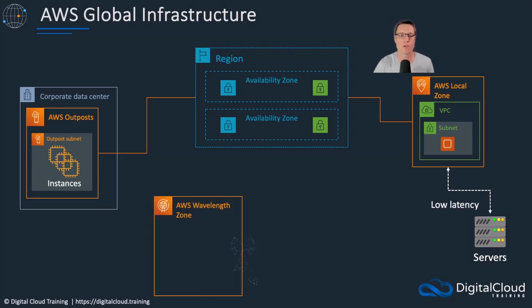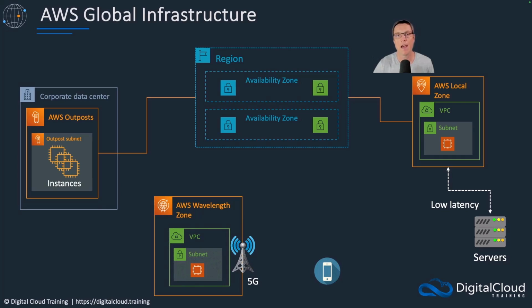Then we have wavelength zones. These are for 5G. So if you, for example, have mobile applications and you want to make those available over the 5G network, you can deploy your applications in a wavelength zone. And again, it's about lowering the latency, lowering the delay between the server or the mobile application in this case, and the actual service that's being delivered from the data center. And again, wavelength zones have connectivity back to the AWS region. So they're about performance, about increasing performance for your applications and connecting them to your end users or to the servers in your data center.